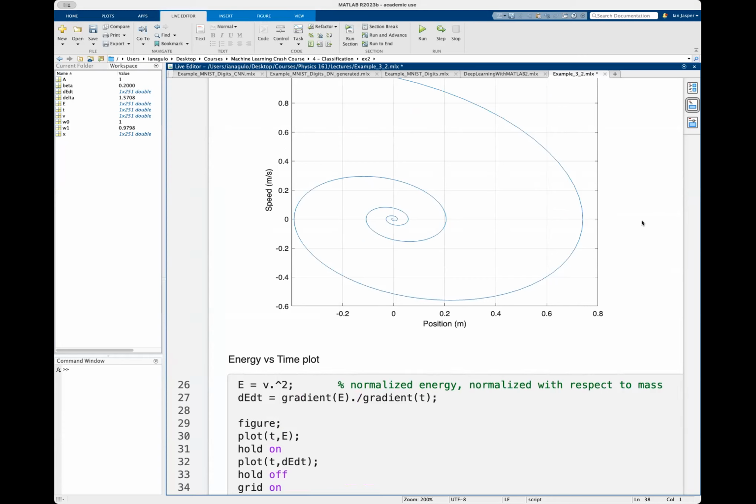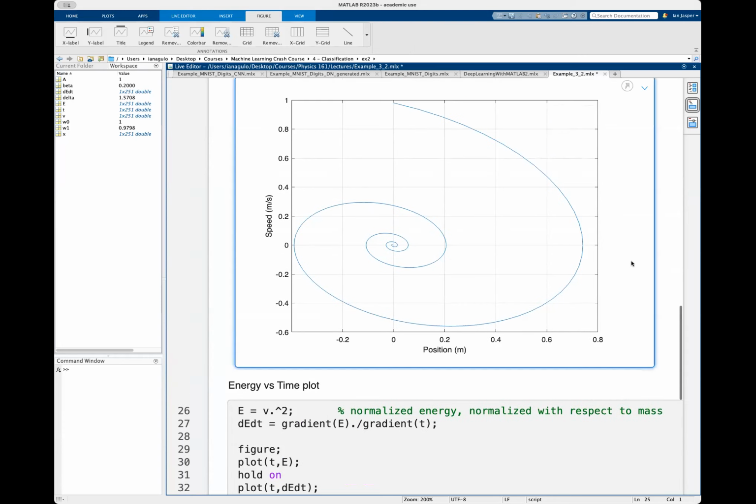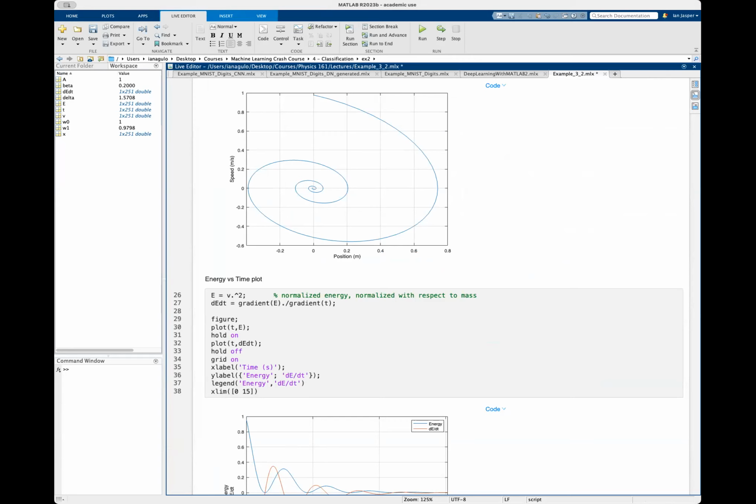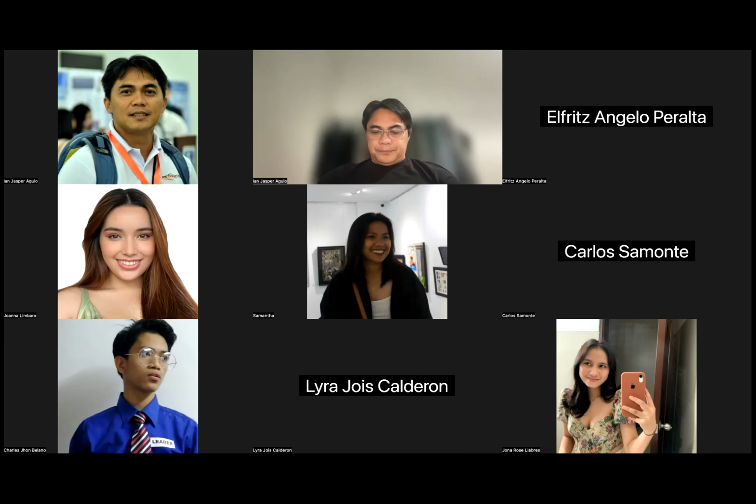So this is what happens when the particle undergoes a damped oscillation. Okay, so we go back here.